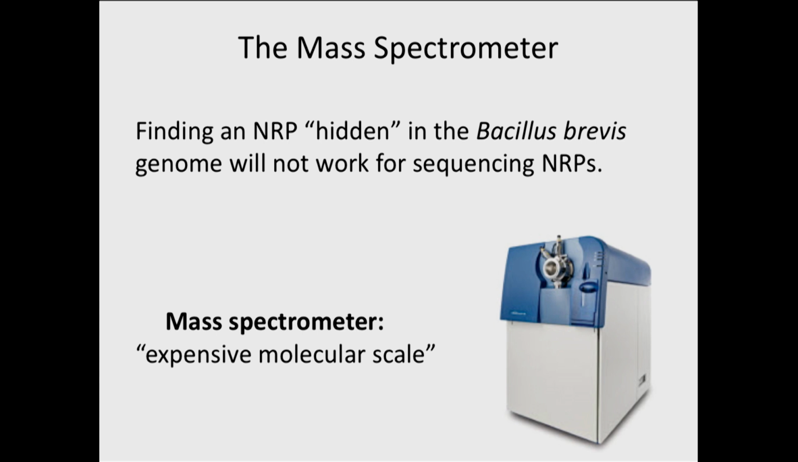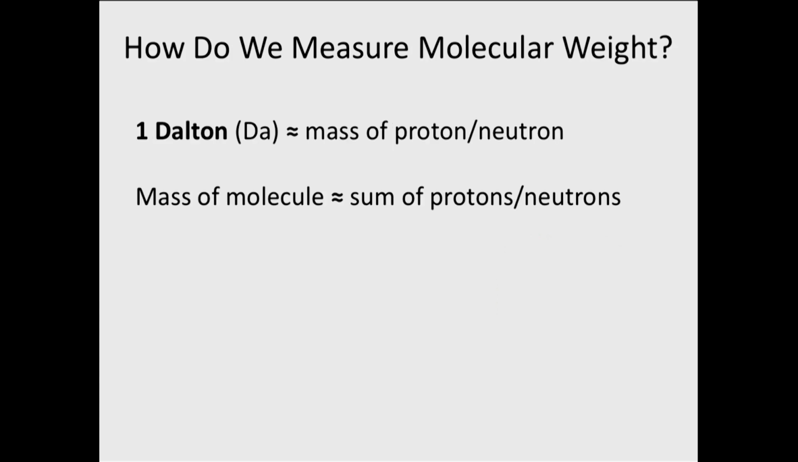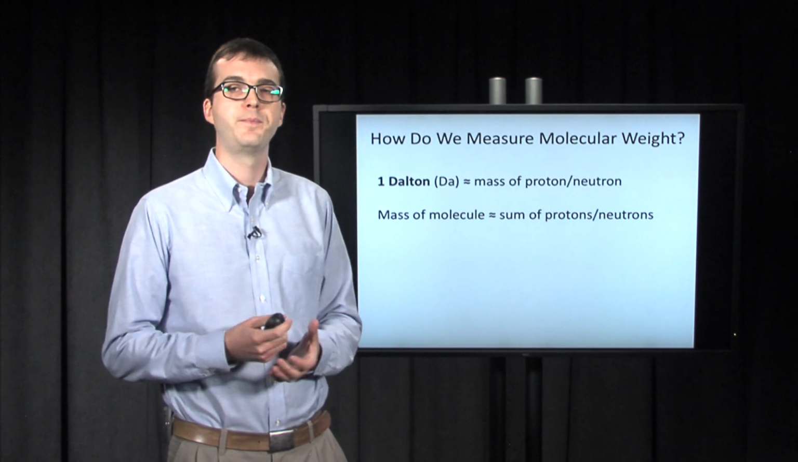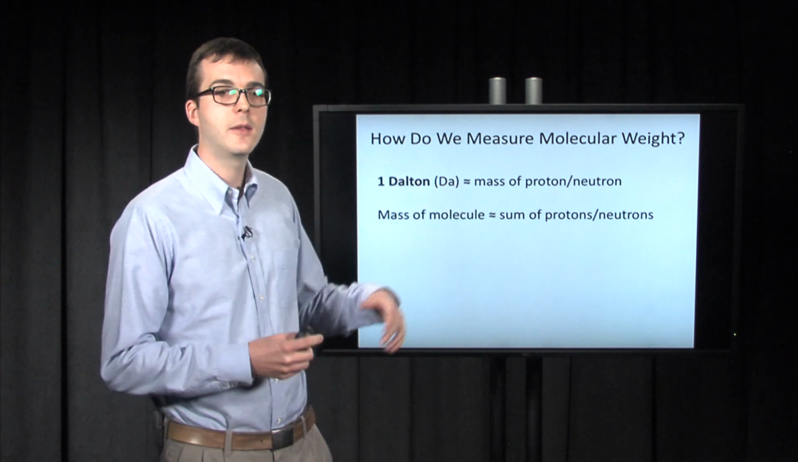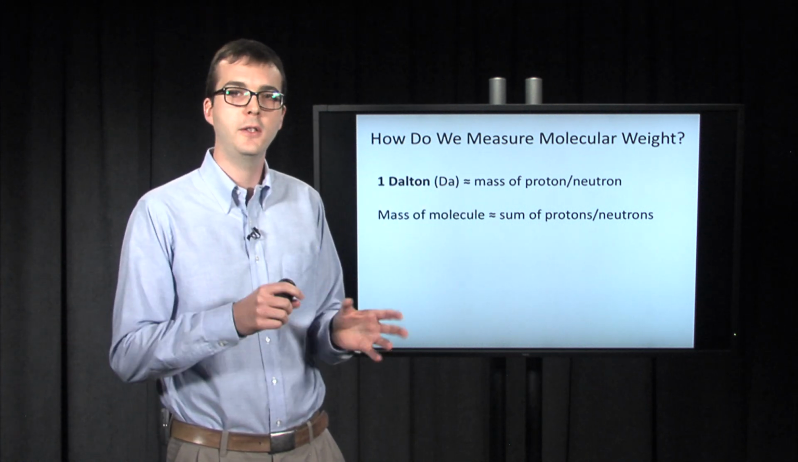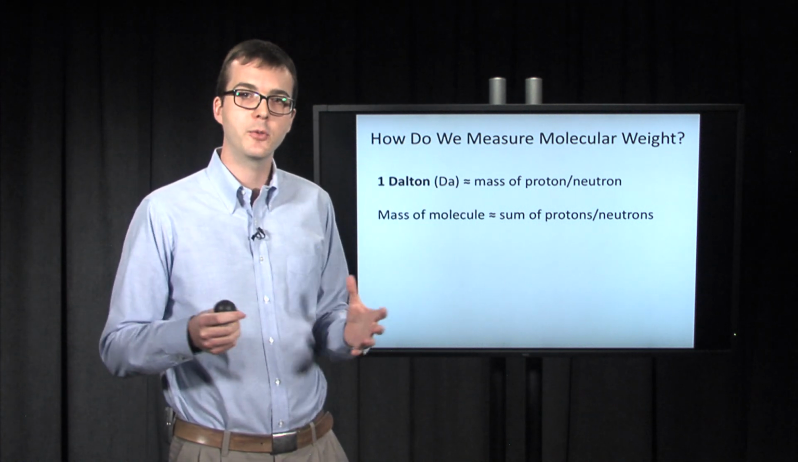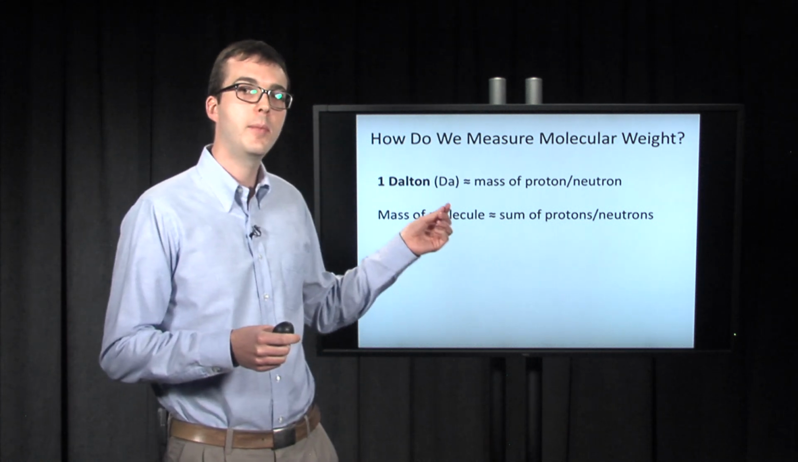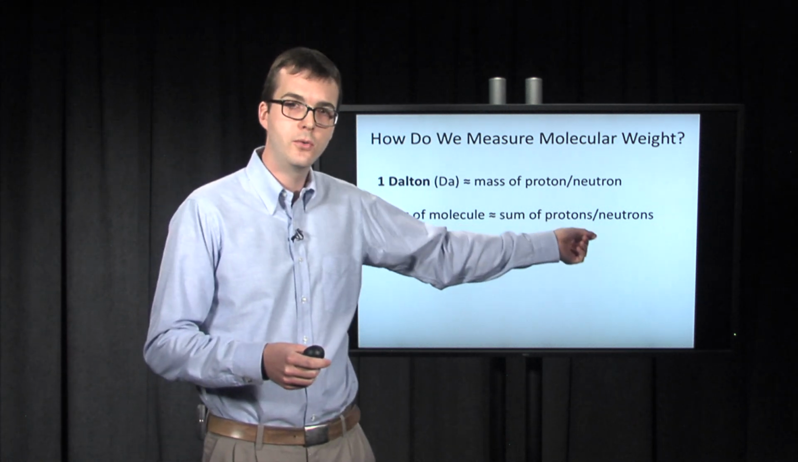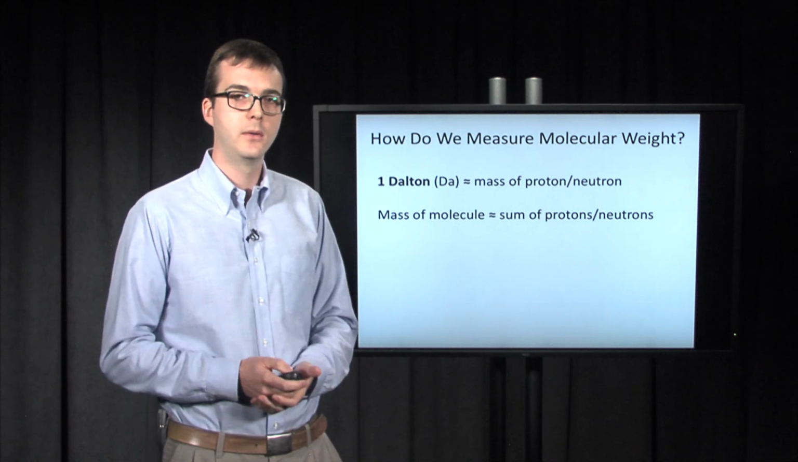Here's a photo of one that UCSD uses, and we're going to think of it as an expensive molecular scale. Now, this asks an important question, which is, how is it that we actually measure the mass of a molecule? So we're going to define a Dalton as the mass of a proton or a neutron, approximately. That's not an exact measurement, but it's approximately what a Dalton is. And the mass of a molecule, then, is going to be equal to the sum of the protons and neutrons in all of the atoms of the molecule.